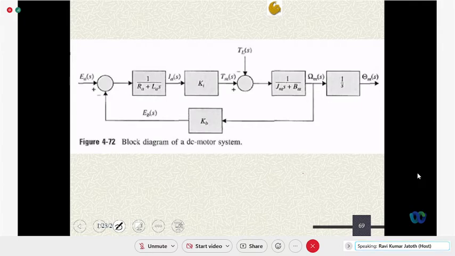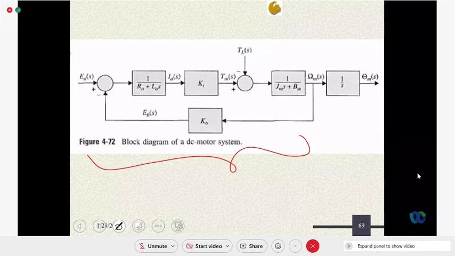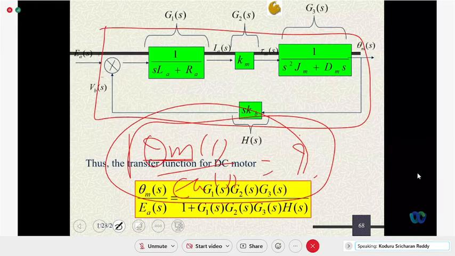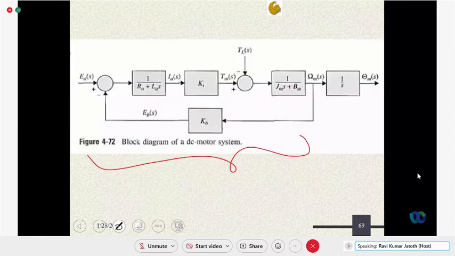What is the difference between this diagram and this diagram? Here the load is added. Now see, the armature current is input and torque is output, but there is one more torque which is opposing, so the resultant torque is Tm of s minus TL of s. That is what is written here, right?